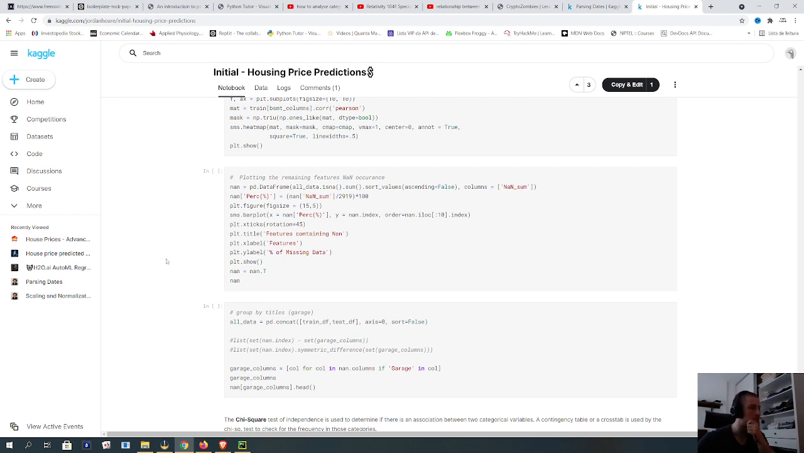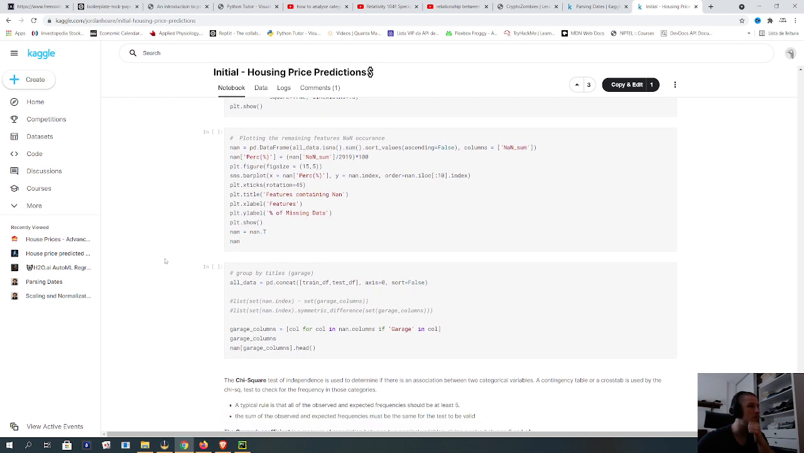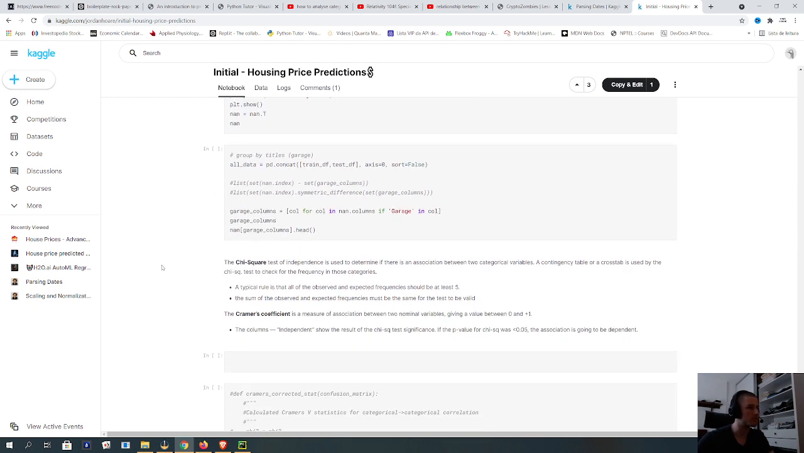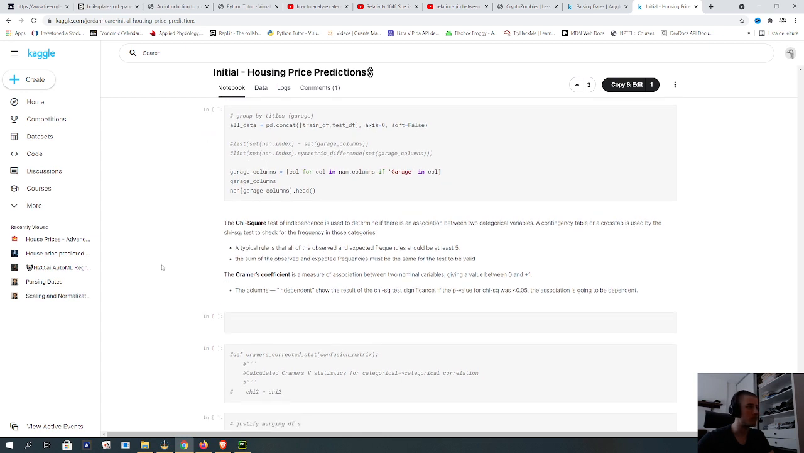But maybe the reason why is because it increases the chances of overfitting the data when you use highly correlated features. But yeah, that's probably the reason why people drop highly correlated features. But I don't know. Maybe there's a better way to do it.